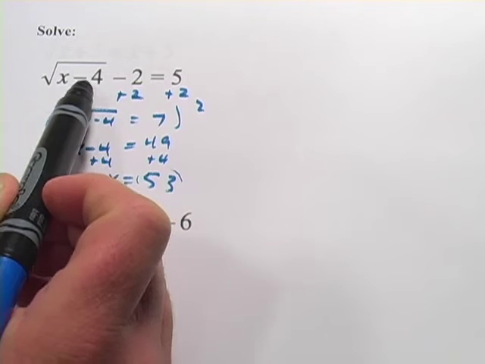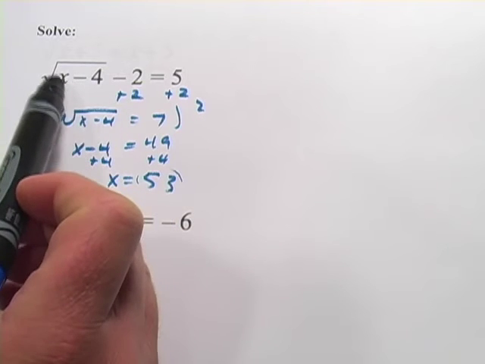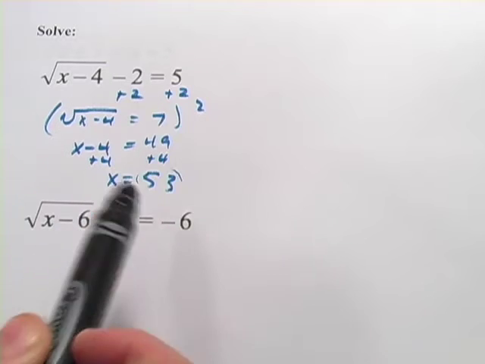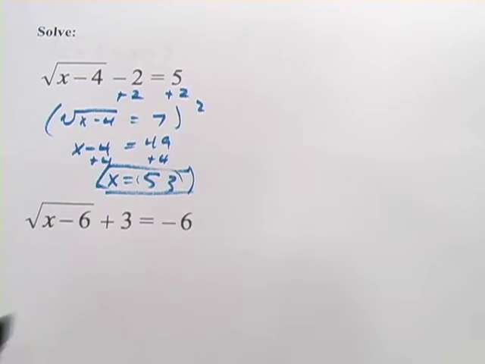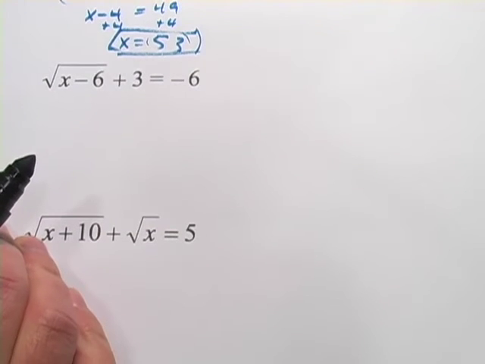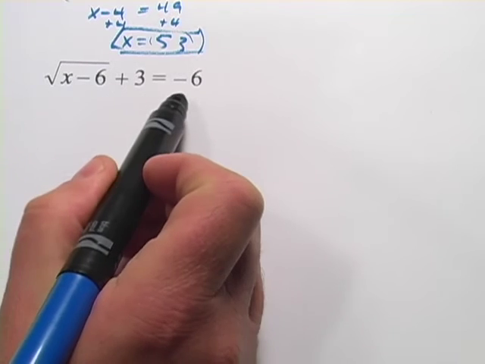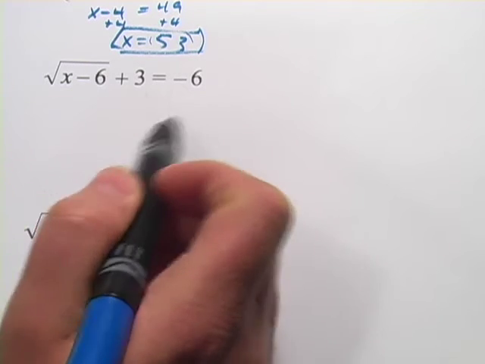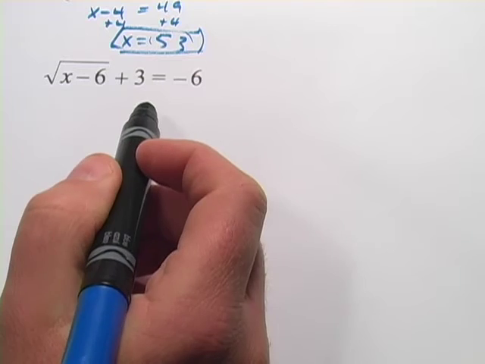And if I do that, 53 minus 4 is 49. Take the square root of that, that's 7. 7 minus 2 is 5. That does indeed work. So that's definitely a solution to that problem. Let's look at the next one here. This one says the square root of x minus 6 plus 3 equals negative 6. So let's go ahead and apply the same procedure we did.